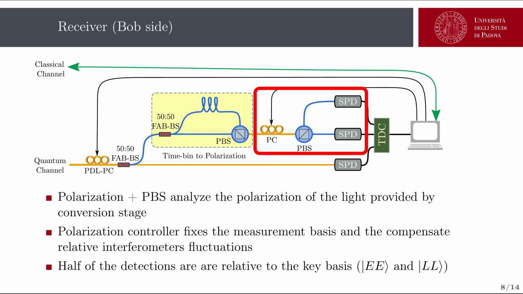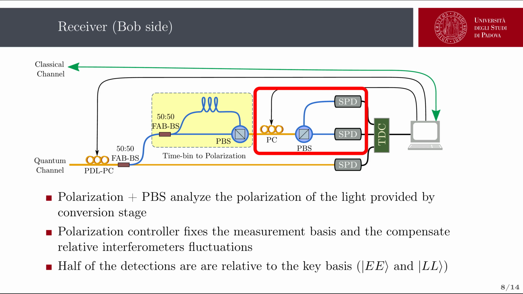This is what I meant at the beginning, saying that we wanted to remove all active components from the interferometers and try to compensate the relative phase with external hardware. Here, in fact, the 2 interferometers we use are totally passive, and the way we compensate the relative phase drifting that naturally occurs is by acting on this polarization controller before the measurement polarization beam splitter.